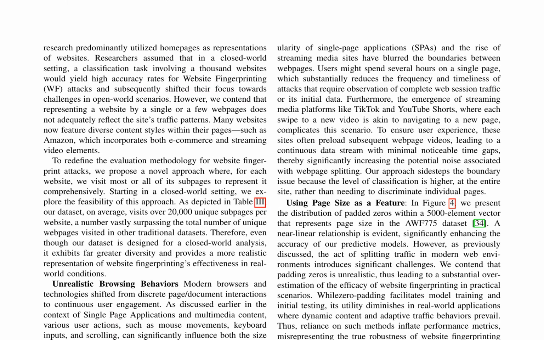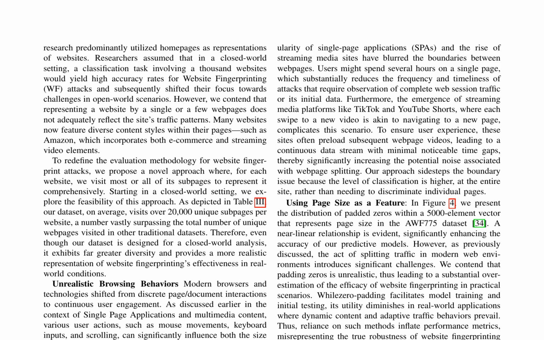Website fingerprinting research has traditionally relied on homepages as representative samples, assuming high accuracy rates in closed-world settings. However, this approach fails to capture the diverse content styles within a website's pages, inadequately reflecting its traffic patterns. To address this limitation, a novel evaluation methodology is proposed, where a comprehensive representation of a website is obtained by visiting most or all of its subpages. This approach is demonstrated using a dataset of over 20,000 unique subpages per website, providing a more realistic assessment of website fingerprinting's effectiveness in real-world conditions.